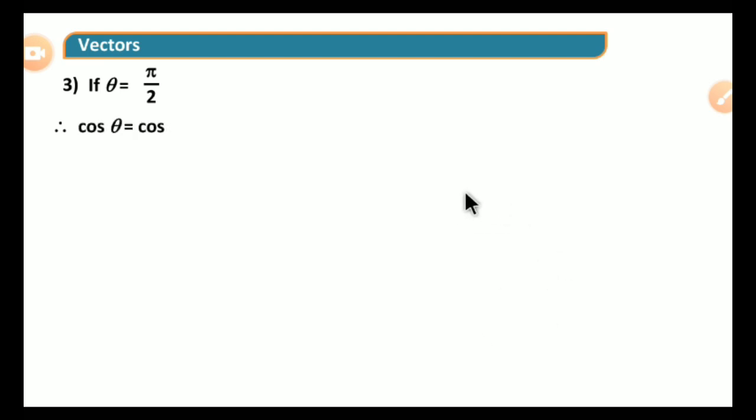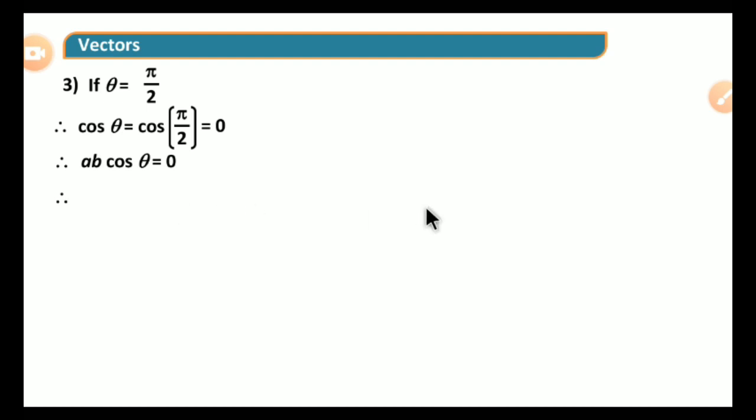See here, cos theta is equal to cos pi by 2. Here the value of cos pi by 2 is 0. Therefore, AB cos theta is equal to 0. Here we are multiplying AB in this LHS part. Again it is equal to 0, because if you multiply AB to this RHS part also, this also becomes 0 only.